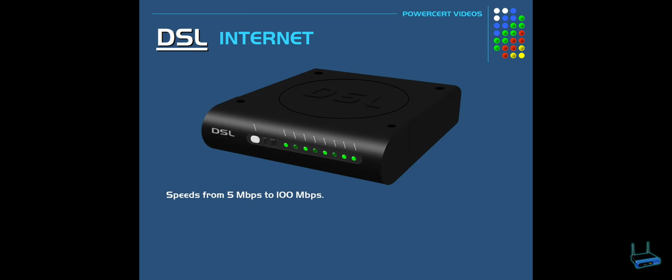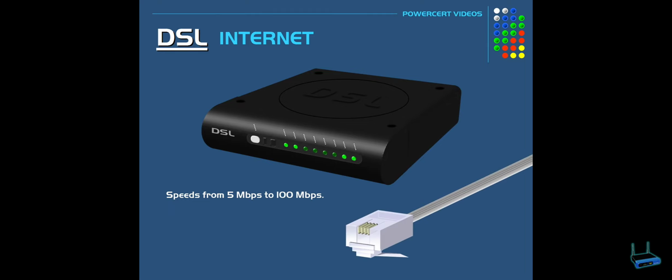And just like cable, when you order DSL through a provider, they will also send you a DSL modem Wi-Fi router combo. But instead of attaching a coaxial cable, you would plug a typical phone line with a phone jack to the back of a DSL modem.